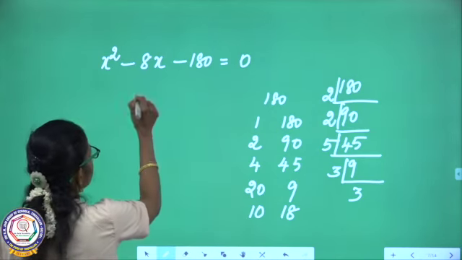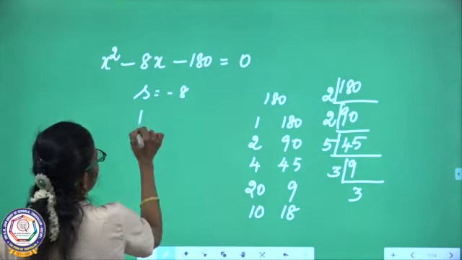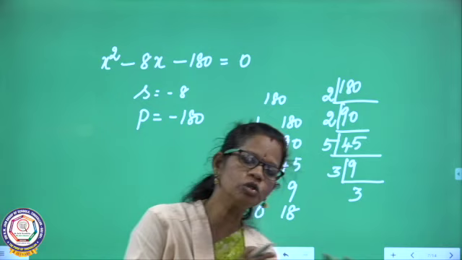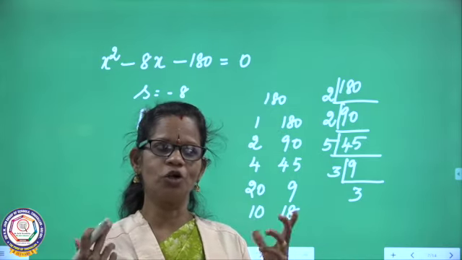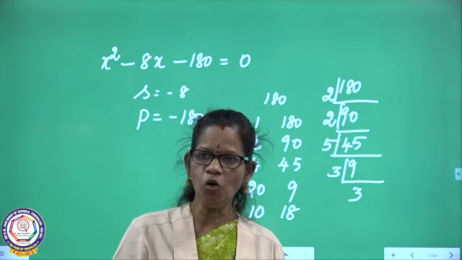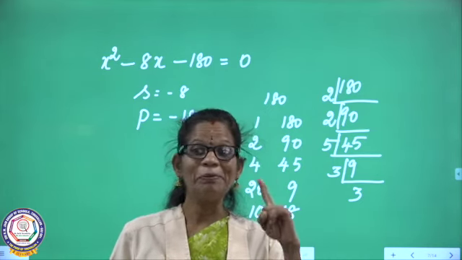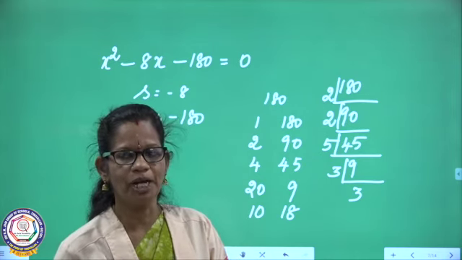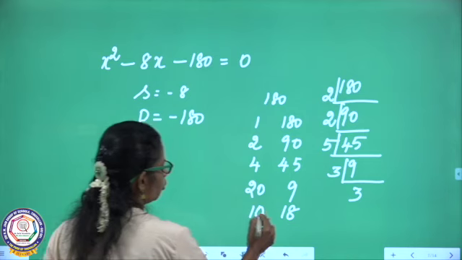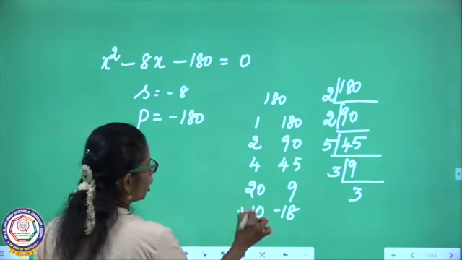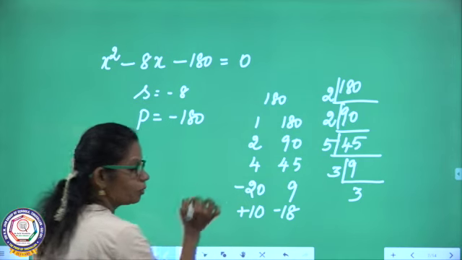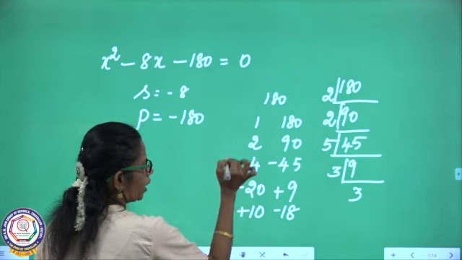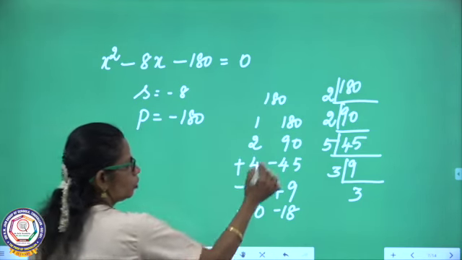See here, sum equal to minus 8, product equal to minus 180. How do we select the possibility? I told you, the sum is negative and the product is negative, which means the bigger number is negative and the smaller number is positive.